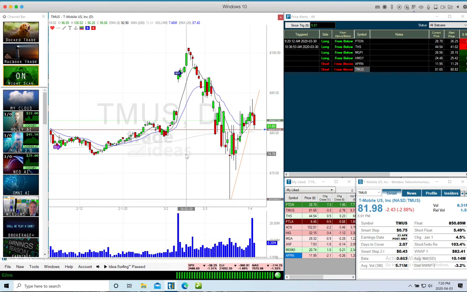And in a low VIX environment, it's more on the swing trading side of things. And in a high VIX environment, I believe it's more on the day trading side of things.